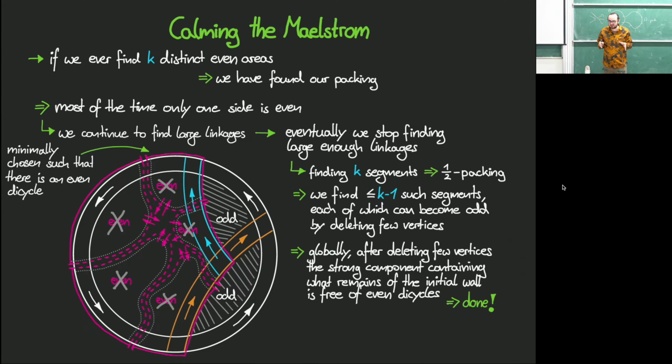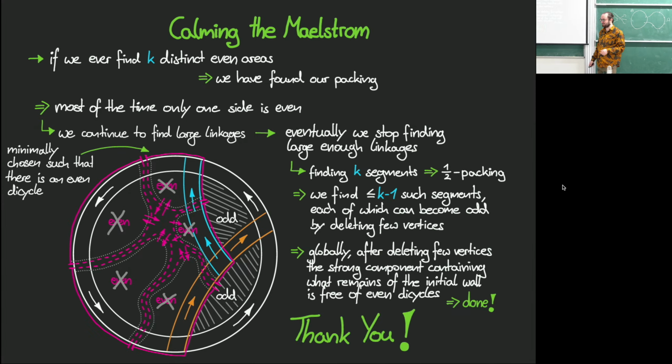And this resolves the last issue, because these were the big leakages where the even cycles could escape. After patching up every even area like this, what remains is still a big portion of our wall. And now the entire strong component that attaches to the wall, after deleting a sizable but bounded size set of vertices, is free of even cycles. And that's what we wanted. Right? Because this is the case where the rectangle points to the wall, but the wall does not see any even cycles. So this is how it's done, and that is also the end of the talk.